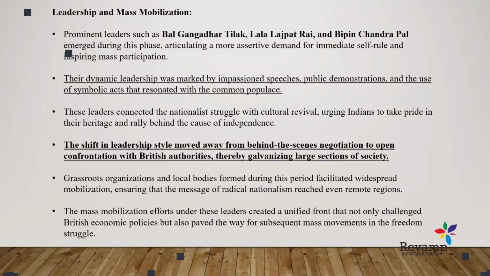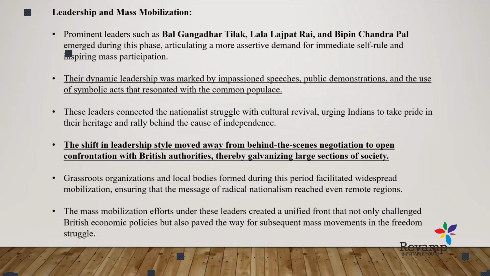So the main leaders of this radical phase were Bal Gangadhar Tilak, Lala Lajpat Rai, and Bipin Chandra Pal. The shift in leadership moved away from behind-the-scenes negotiation to confrontation with British authority, thereby galvanizing larger sections of society. So the main shift from the moderate phase to the extremist radical phase was a great leadership shift. They wanted to cut off the behind-the-scenes negotiation and directly question the British authorities, which created a great effect among larger sections of society.